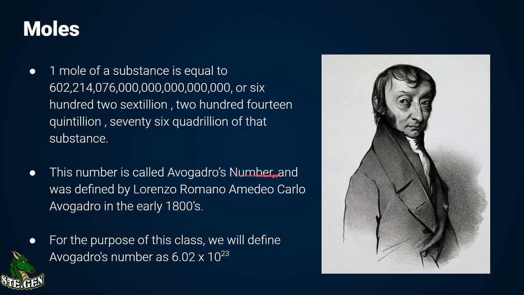This number is called Avogadro's number, and it was defined by this really, really attractive goblin-looking man over here, whose full name, at least, was Lorenzo Romano Amadeo Carlo Avogadro. You will have to tell me, Marina, how good I did with my somewhat Italian pronunciation there. He was an Italian scientist in the early 1800s.